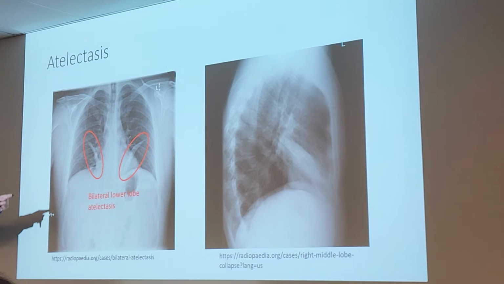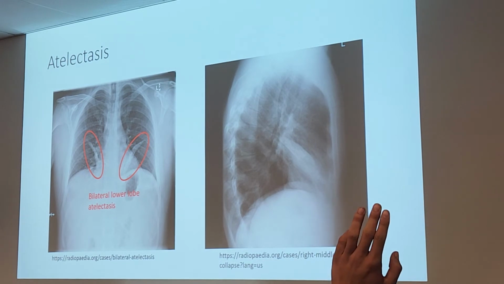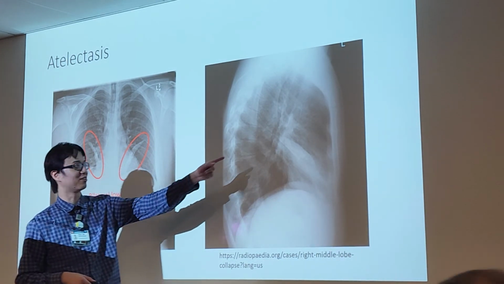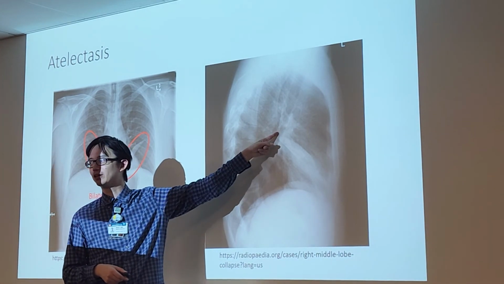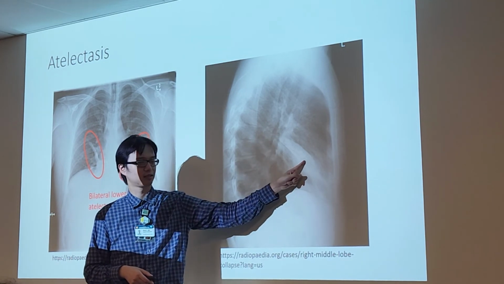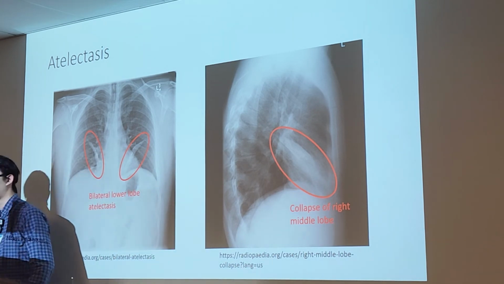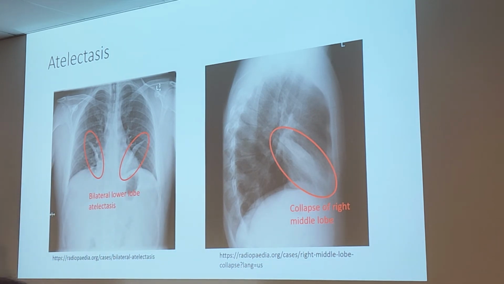Okay, so now that you see what it looks like here, what about on the right side? Right there. Let me put my finger. Which way am I going? Down. Going down. Very good. This is the collapse of the right middle lobe. So that is how atelectasis can look on an X-ray.